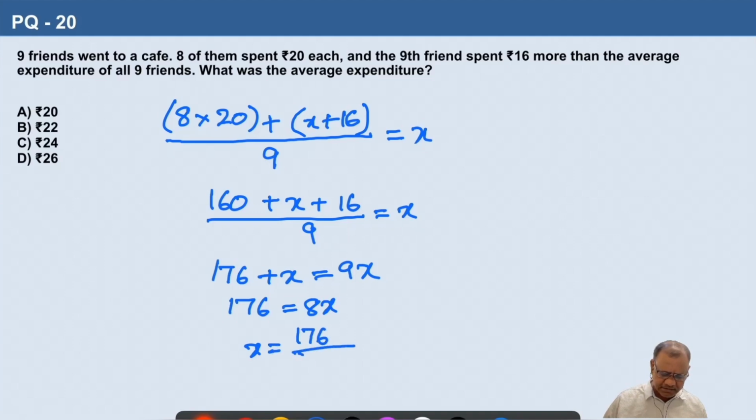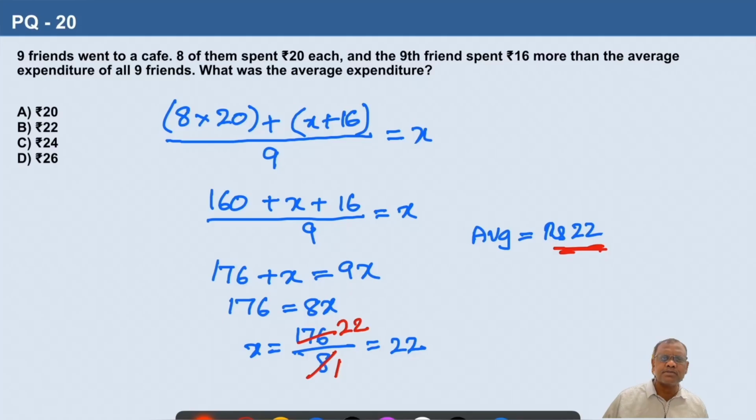176 divided by 8. So, 8 ones, 8 twos, then again 8 twos. So, that is 22. This is the average expenditure of all the 9 friends. The average of all the 9 friends is rupees 22. This is the correct answer. Option B is the right answer.